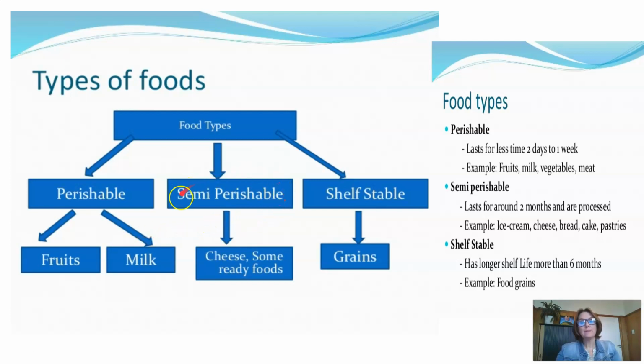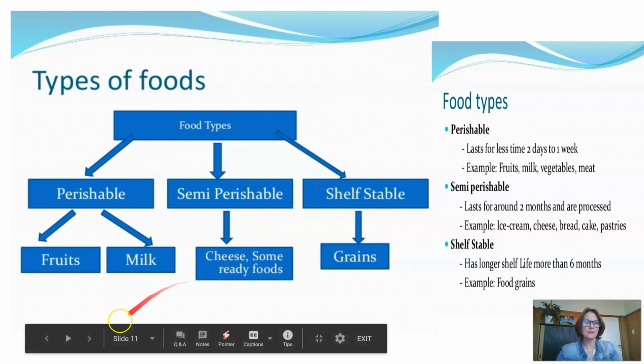We then get semi-perishable foods. These last for around 2 months and are processed. For example, ice cream, cheese, bread, cake, and pastries that can be stored long on your shelves in your cupboards. And then we get what we call shelf-stable foods. Shelf-stable foods last for much longer and can have a shelf life of up to 6 months. Those are things like your pasta and your grain and things like that.